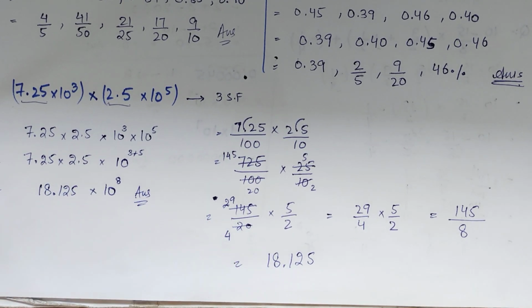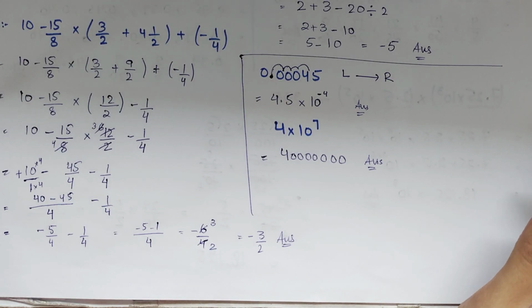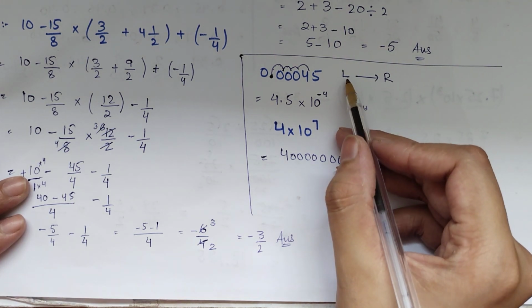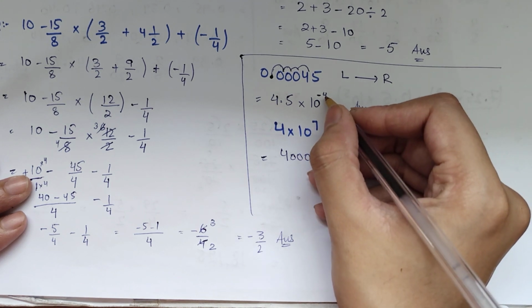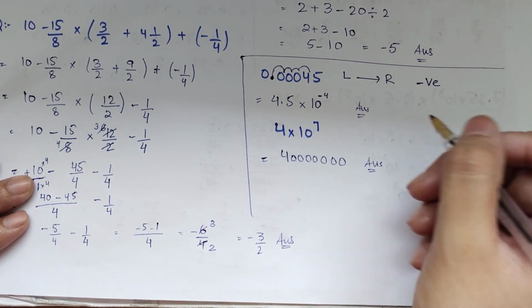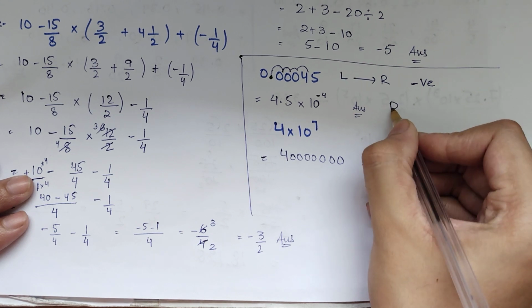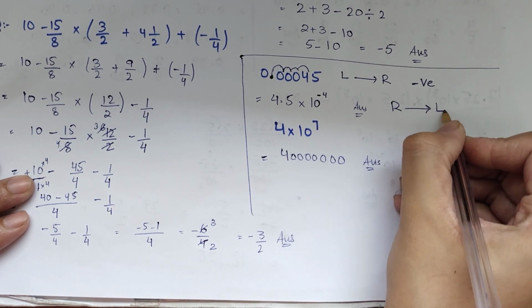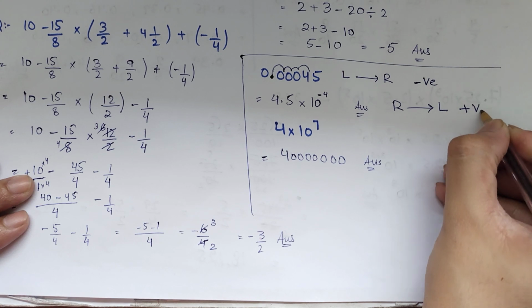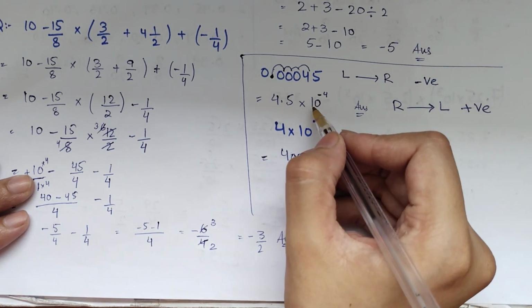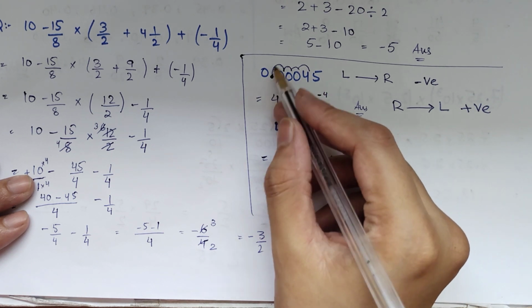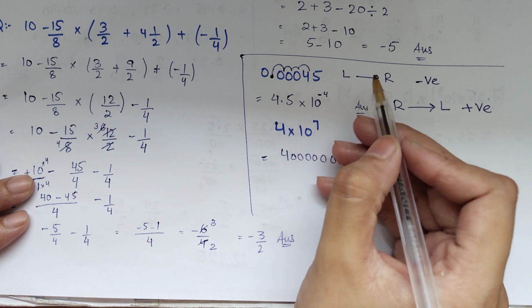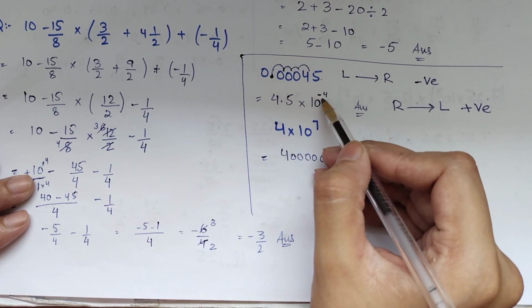This is your answer, and you have to write the answer in the standard form. One more thing I want to add, when you are moving the point from left to right, you have to put the power negative. When you are moving the point from right to left, your power is positive. Okay, you have to write power above 10. How many jumps you take? 4, so you write 4, but we move the point from left to right, so power is -4.